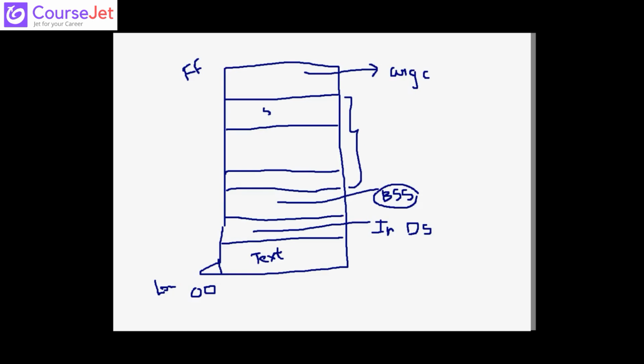Now, here is the section where your local variables will be assigned. You call it stack memory. This is your stack memory, and this is your heap memory. Now, what is this heap memory? We will see after some time, and you will be able to understand.